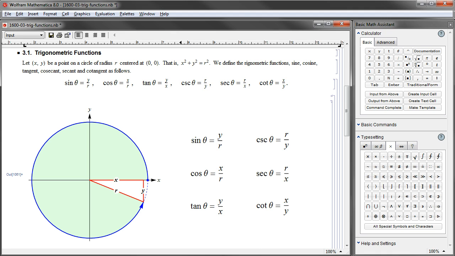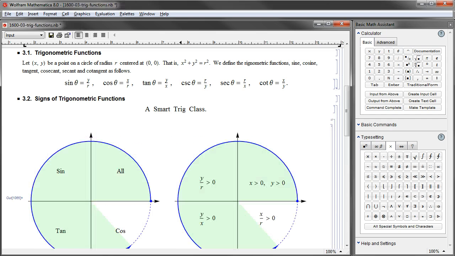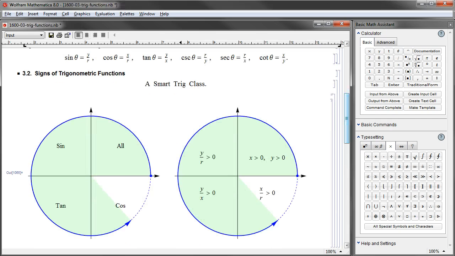In terms of those signs, we have this summary: a smart trig class. Starting from the first quadrant, all are positive: sine is positive, tangent is positive, and cosine is positive. In this particular case, we get the fourth quadrant as a terminal point. So in this case, x is positive, y is negative, so only cosine is positive, and the other standard trigonometric functions, sine and tangent, are negative.